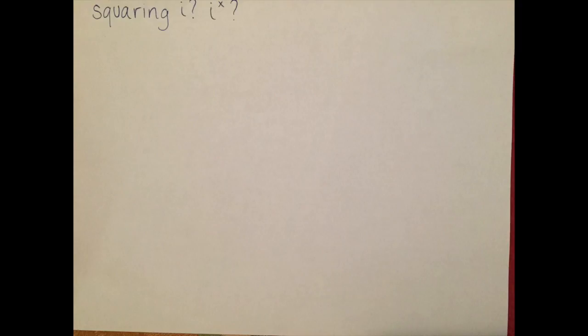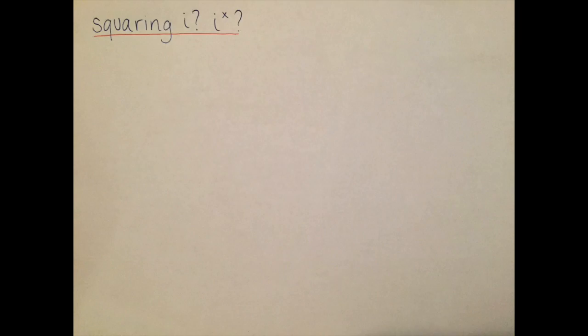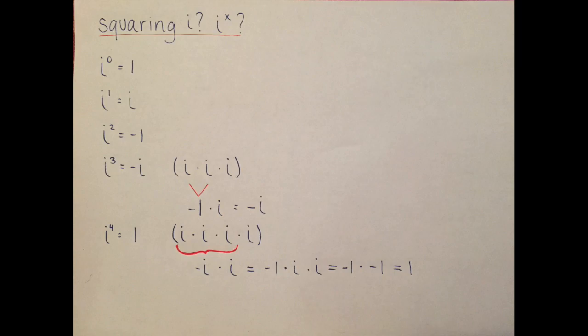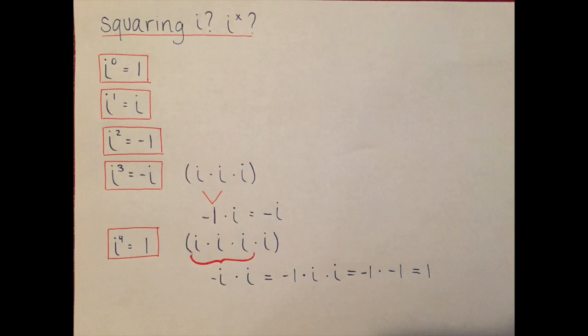Okay, so now we are going to be learning about squaring i and i to a power. So as we know, i to the 0 power, or any number to the 0 power, equals 1, and any number to the first power equals that number. So i to the 0 power equals 1, and i to the first power equals i. We know that i squared is negative 1 because the definition of i is the square root of negative 1.